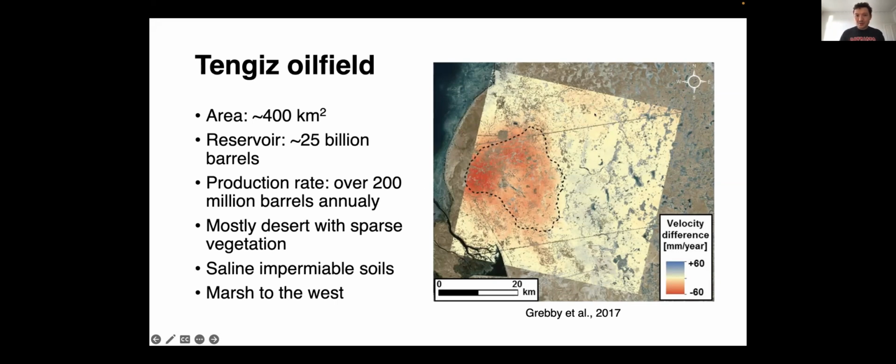This interferogram was made by Gravy and colleagues using ENVISAT and Sentinel images, and they detected subsidence with a velocity of up to 60 millimeters per year. So we should also expect deformation of this level.